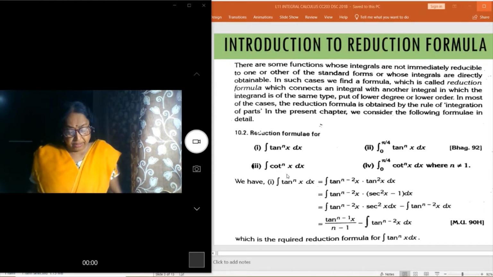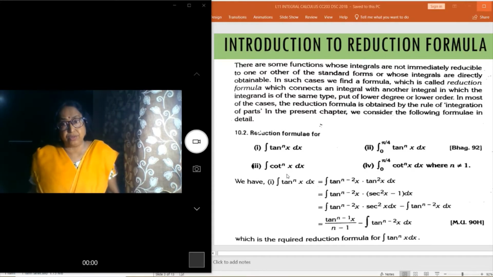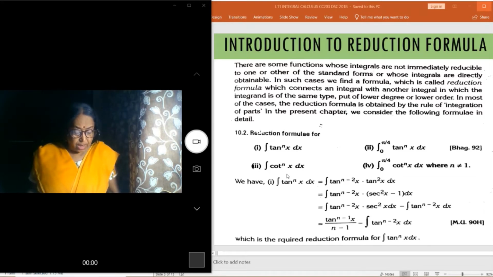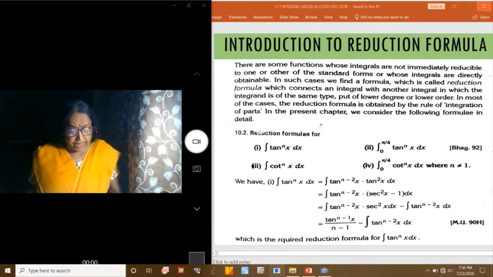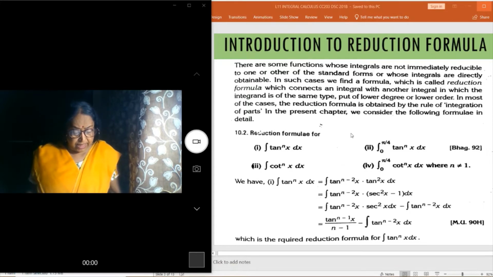We will write it in the form tan to the power n minus 2 x into tan square x dx, because we know tan square x we will write as sec square x minus 1, and we know the differentiation of tan x is equal to sec square x. So writing in this form, sec square x minus 1 as tan square x, then we can get whatever you can see on your screen.